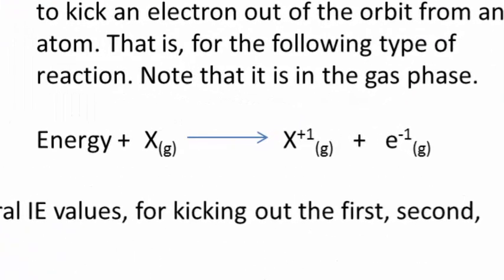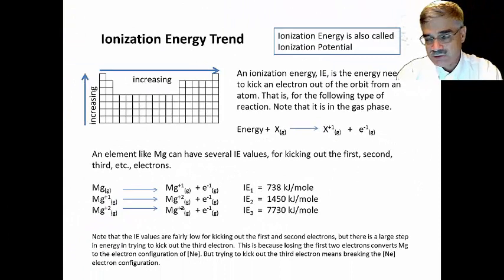So if you look at the slide and the equation or the reaction sort of in the middle of the page, it's the energy needed for an element X, any element, and these are defined as in the gas phase, but an element X to lose an electron and become a cation. In this case, we have an X plus 1 cation in the gas phase. The energy needed to kick that electron out is called the ionization energy or the ionization potential.